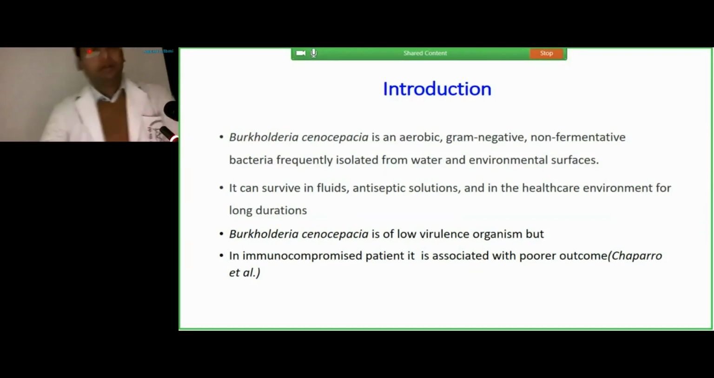To start with, Burkholderia cepacia is an aerobic gram-negative non-fermenting bacteria frequently isolated from water and environmental surfaces. It can survive in fluids, antiseptic solutions, and in the hospital environment for long. Burkholderia cepacia is a low virulence organism, but in immunocompromised patients it is associated with a poorer outcome.